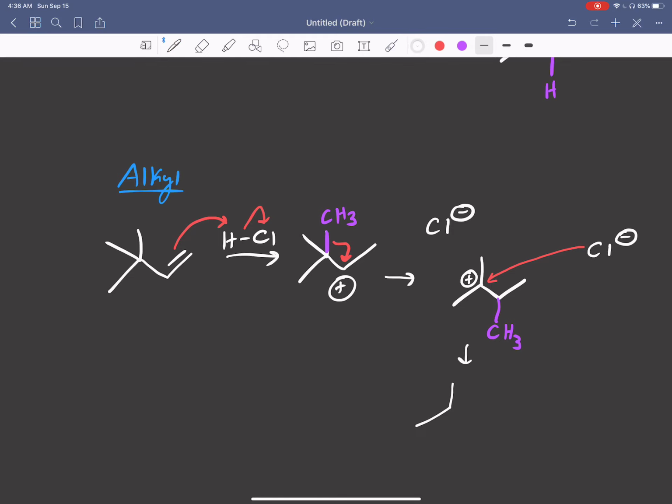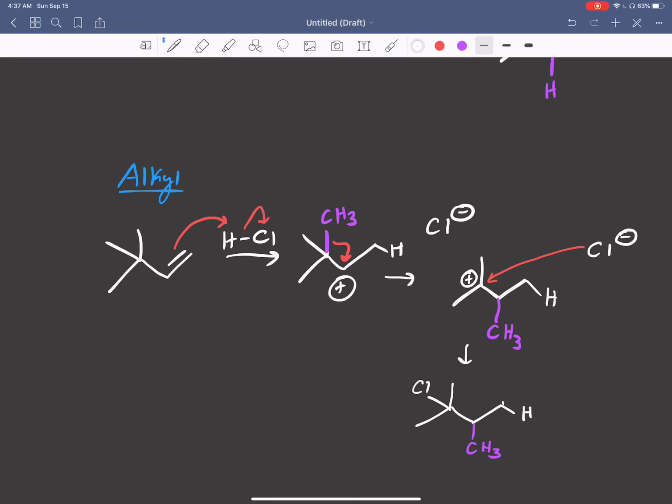So our product, the chlorine, we're going to have our CH3 group right over here. And also I didn't include the hydrogen that was added, but let's just draw that in real quick. Our hydrogen over there. Okay, and that would be our answer.